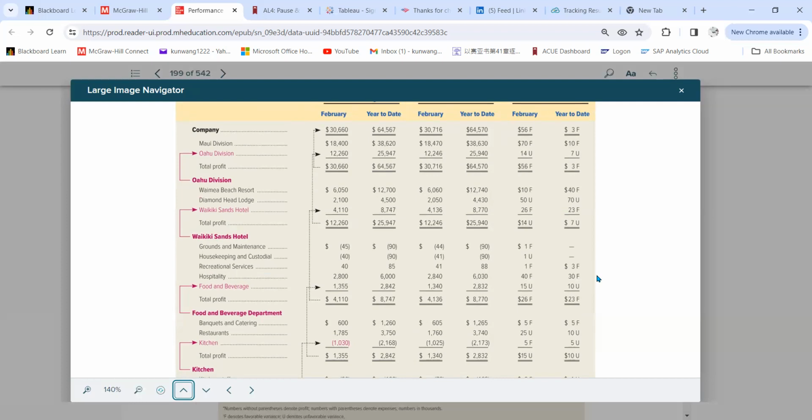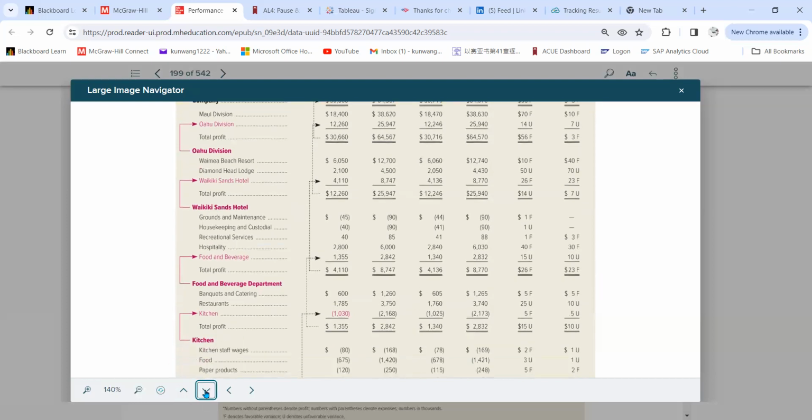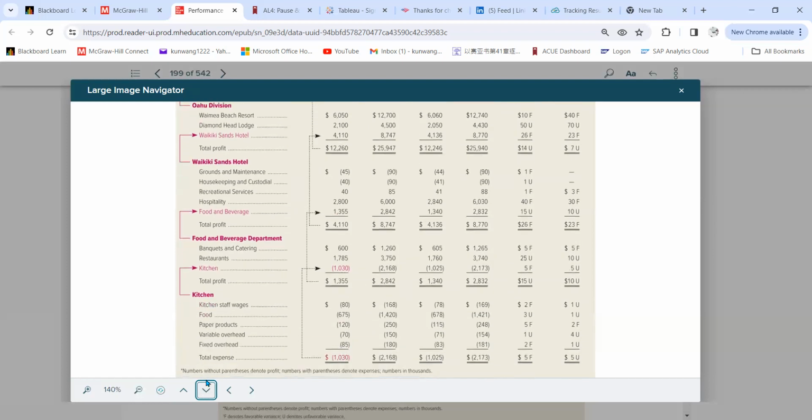February and year to date. Okay, now we can see we've got the big picture. So for the food and beverage overall, we have an unfavorable February difference and also a cumulative unfavorable, I think this is in thousands or something, but both February and the year to date are unfavorable for the food and beverage.